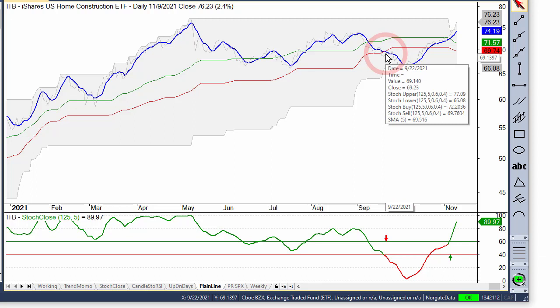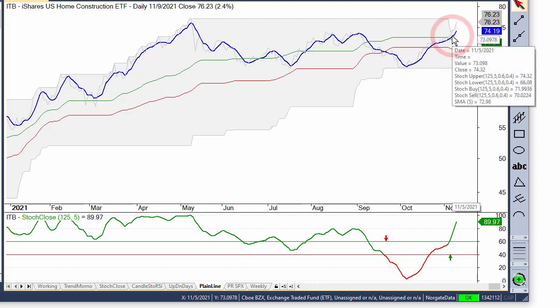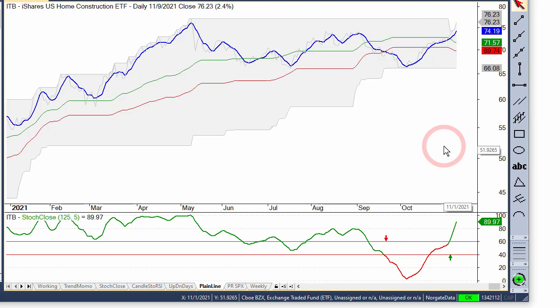You were clearly in the lower half of the 6-month range. That's why it turned bearish. And now we've gotten above the green line. We're clearly in the upper half of the 6-month range. So we're back bullish again on housing.